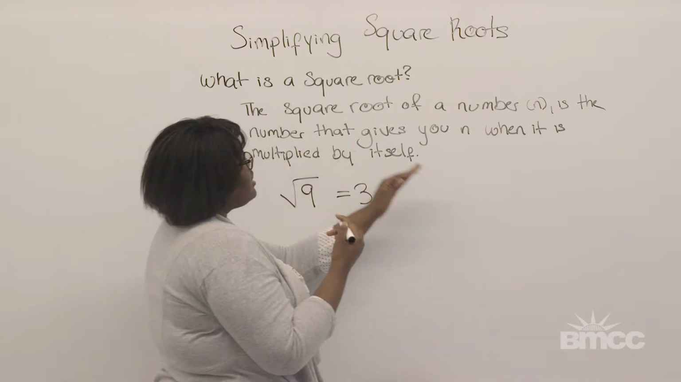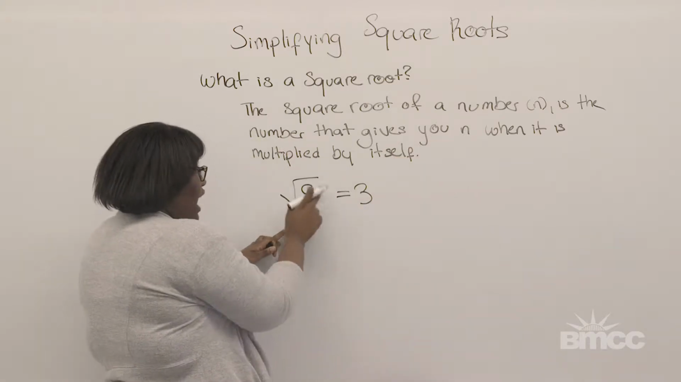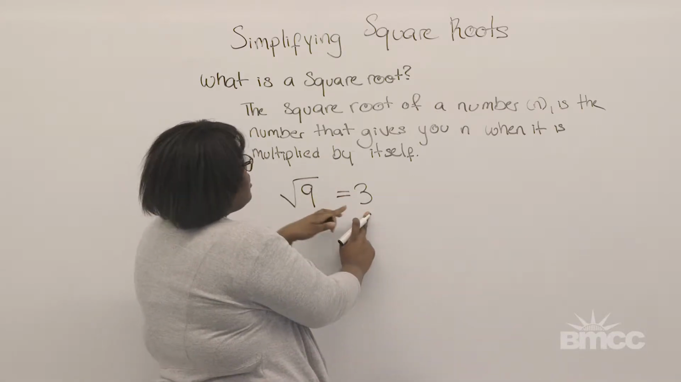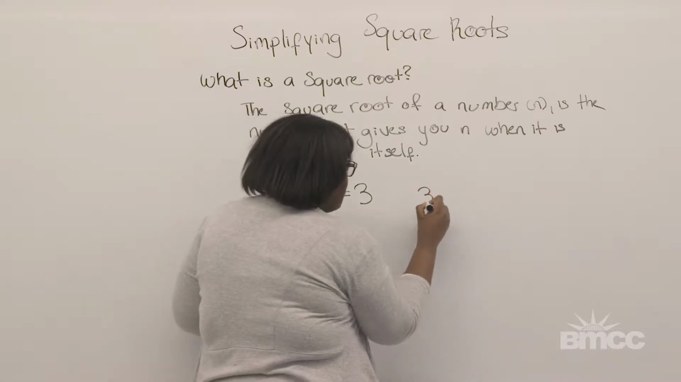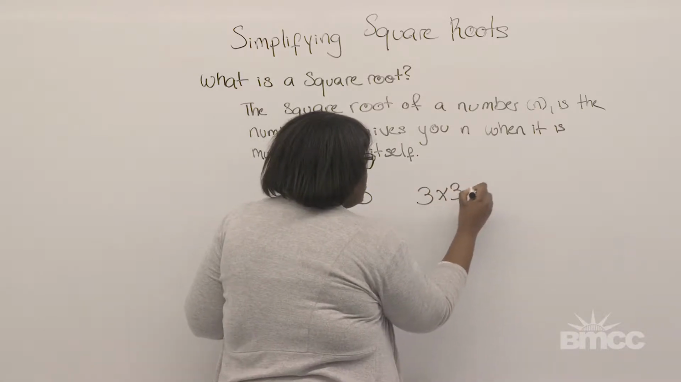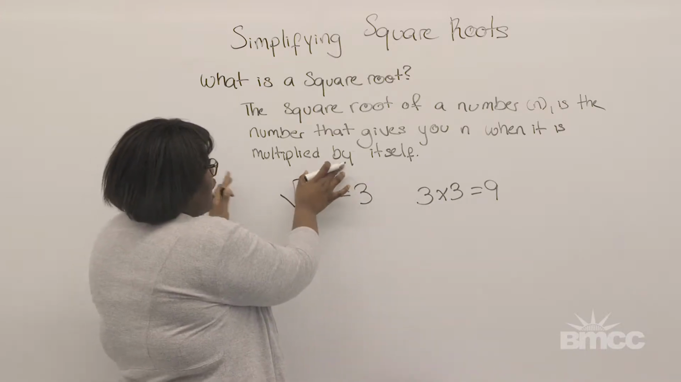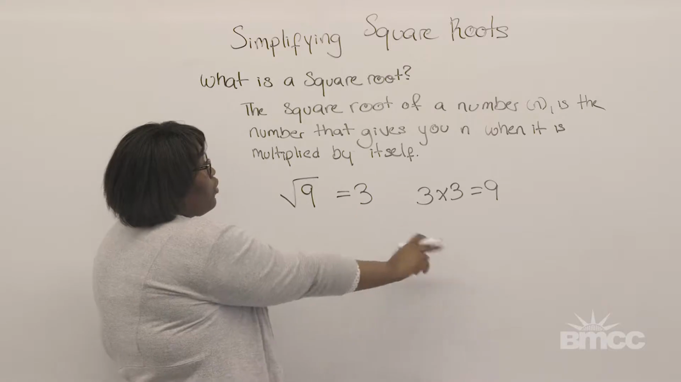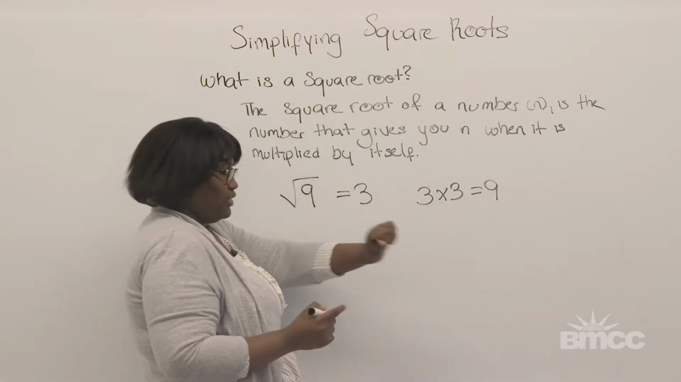So, let's look at the definition again. The square root of a number, 9 in this case, is the number 3 that gives you 9 when it's multiplied by itself. So if we multiply 3 times 3, that gives us 9. So as you can see, the square root of 9 is 3 when it's multiplied by itself. That is what we're saying.